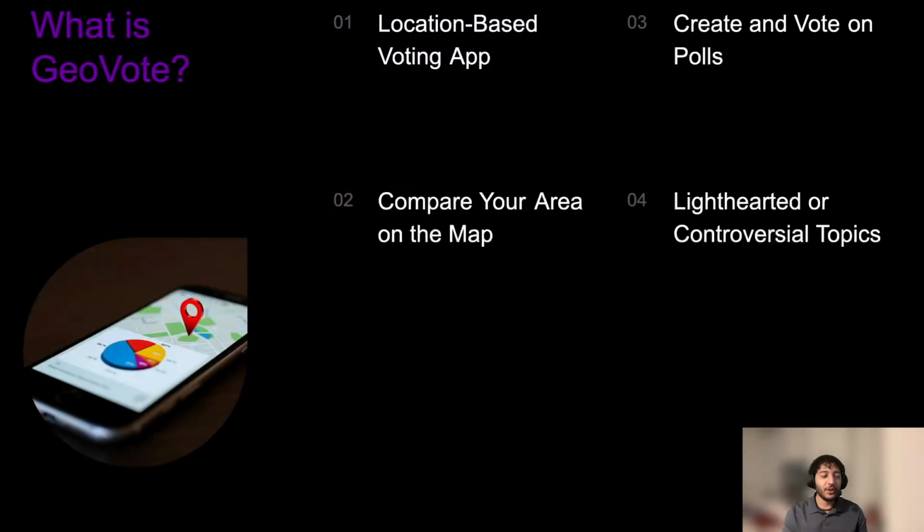What is GeoVote, you ask? Well, in a world where opinions and preferences vary widely, GeoVote brings people together by showing the collective answers to fun or controversial questions. Users create polls on various topics, and others can vote based on their geographic location. The results are then displayed on an interactive heat map showing how people in different regions voted, whether it's about the best way to eat a pizza or political leanings. GeoVote helps visualize these differences in an engaging and interactive way.